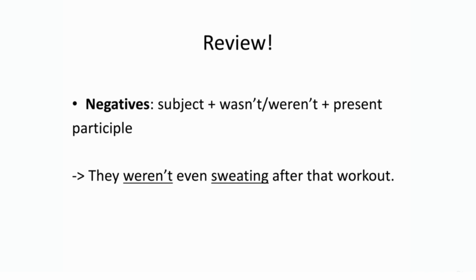To form negative sentences, we follow the construction subject plus wasn't or weren't plus the present participle. Wasn't is the contraction of was not, and weren't is the contraction of were not. They weren't even sweating after that workout. Notice how we can also use an adverb between the auxiliary verb and the main verb.